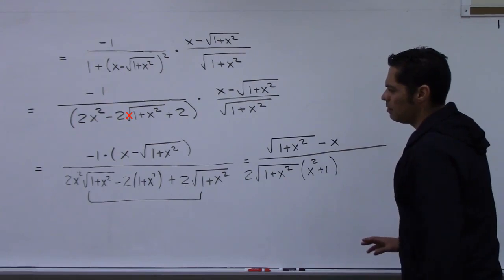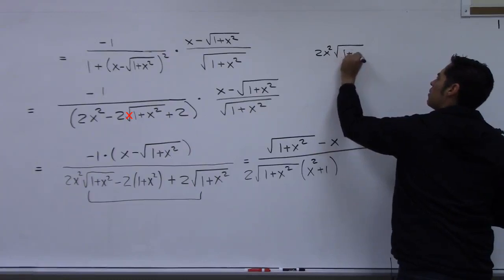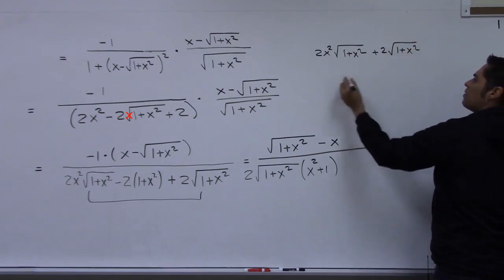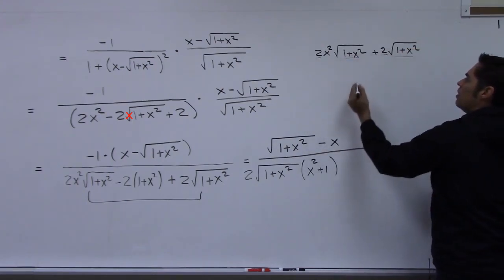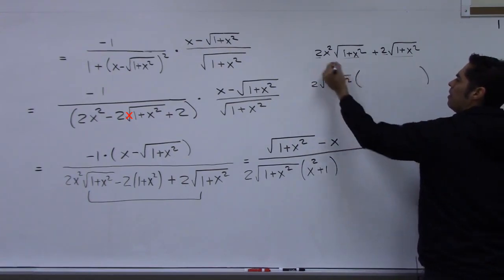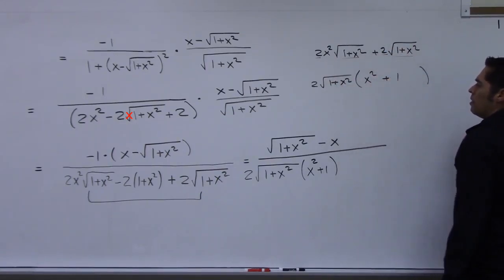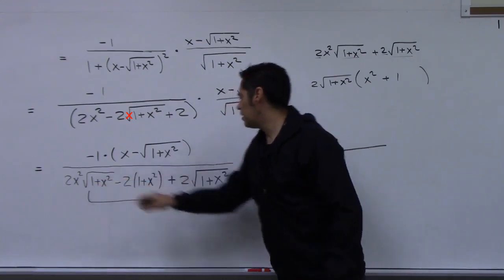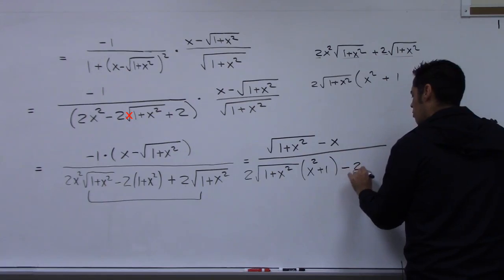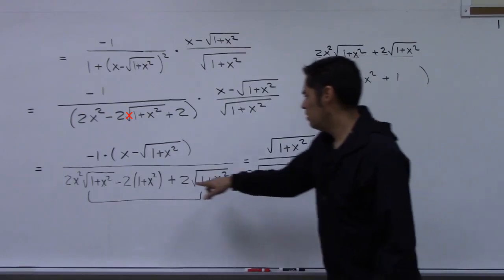Okay, so that might be a little tricky for you to see. What I did is I took 2x squared root 1 plus x squared, and then I took the last one plus 2 root 1 plus x squared, and I factored out a 2 and then the root. So when I factor that out, I get the 2 root 1 plus x squared, and what I'm left with is just the x squared from that one, and then this was everything I factored out, so plus 1. So these two together become this, and then what I still have here is minus 2 times 1 plus x squared, which is that piece.